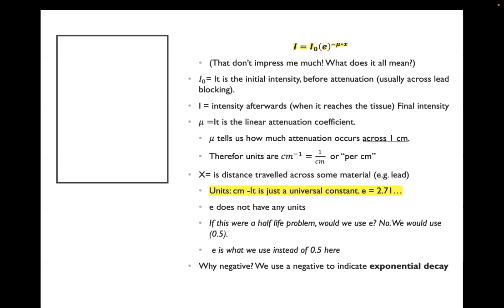And E, whereas in the activity formula it was 0.5, in this linear attenuation coefficient formula E happens to be a constant of 2.71, and it doesn't have any units. The reason why the exponent is negative is because it's indicating a decay, an exponential decay.